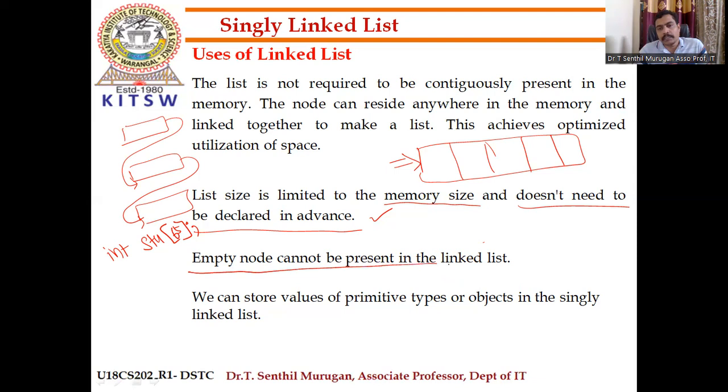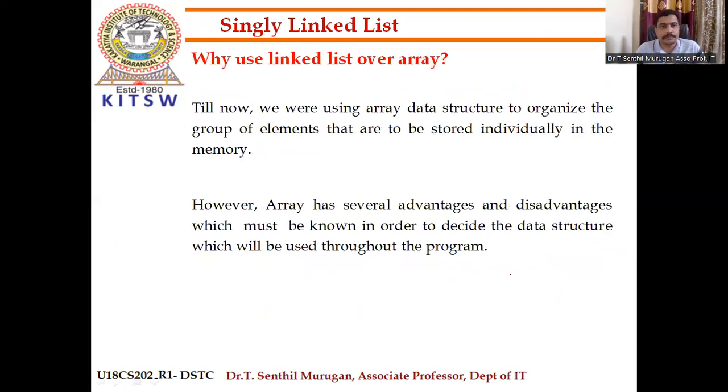An empty node cannot be present in the linked list. If you create a node with no data, that is an empty node. If there is no data and no pointer, it will not be considered a node of the linked list. We can store values of primitive types or objects in the singly linked list. Primitive types, as we already know, are integer, float, double. Those types of data we can store in the linked list.